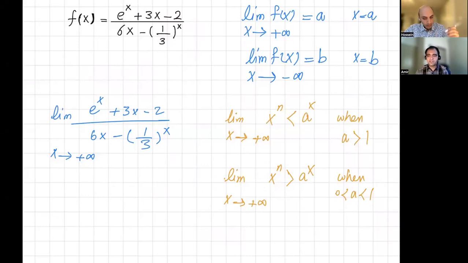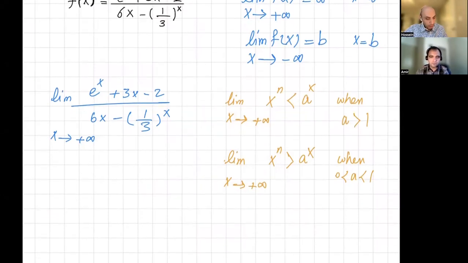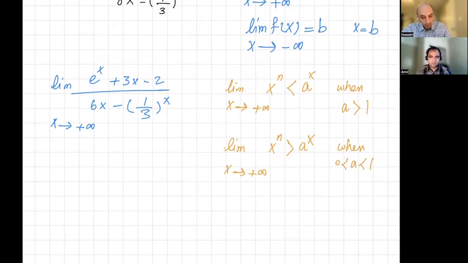Right. Thank you for explaining that, Hussein. Okay. So I'm going to go ahead and use this rule here. So this first term is an exponential, so it grows faster than the second term, 3x. So it's a dominating term. And the other one is constant too, so it doesn't matter. Yeah. Exactly. 2 is not going to change when x is approaching infinity. So I'm not worried about that.